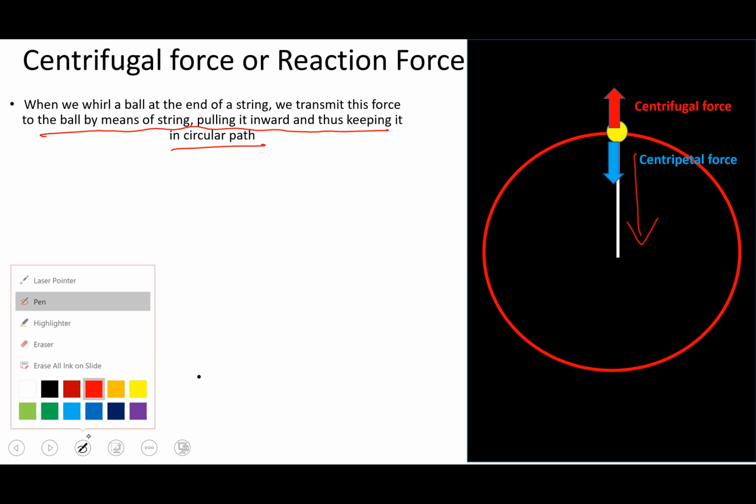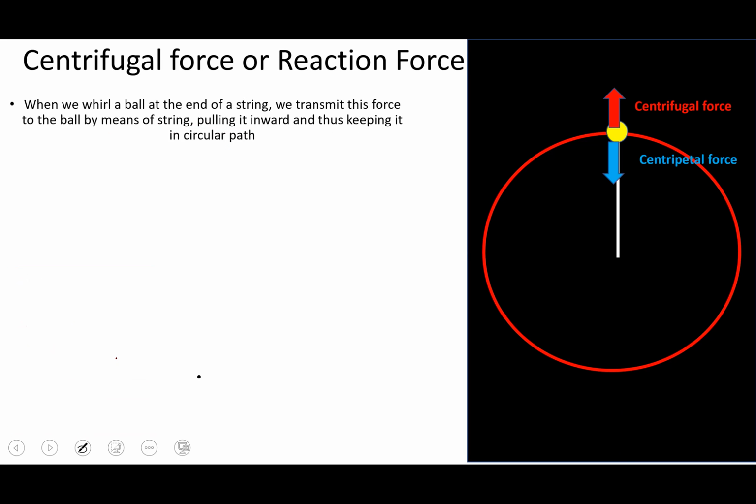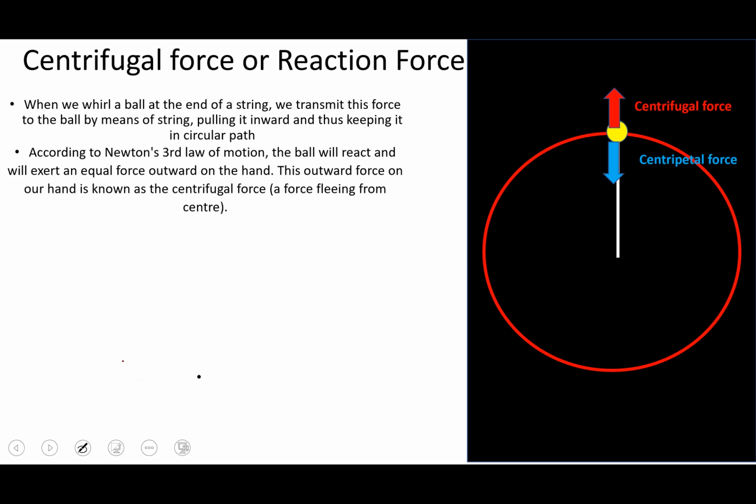And there is a reactionary force to this force which we are applying, and that is known as centrifugal force, which is, as you can see, in outward direction to the centripetal force, which is in the inverse direction, so that it can keep the body in a circular motion. According to Newton's third law of motion, the ball will react and will exert an equal force outward on the hand. This outward force on our hand is known as centrifugal force, a force fleeing from the center. That means it will compel the body to move out in this direction.